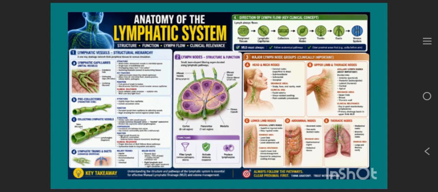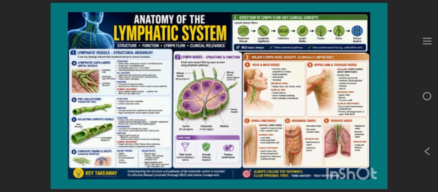They propel lymph forward via rhythmic contraction and external forces like muscle movement and breathing. These are the functions. What is the clinical relevance? Proper direction of MLD follows these pathways. Dysfunction leads to stagnation and edema.